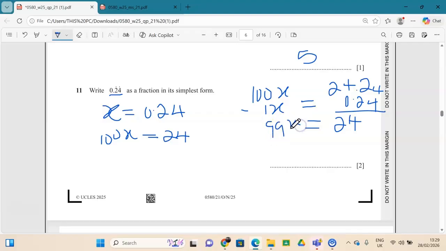99x. So x itself will be what? x itself becomes 24 over 99. Can any number reduce this? I'm sure 3 can go. 3 into 24 will give us 8, and 3 into 99 will give us 33. So we can have it as 8 over 33 or 24 over 99. Either of these will give you your total mark.